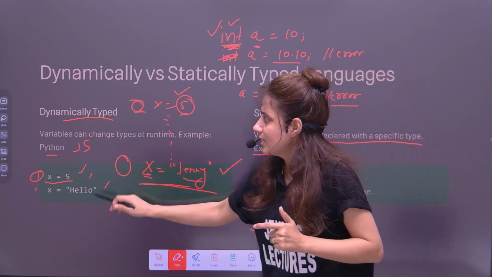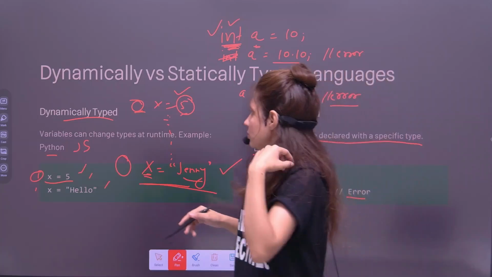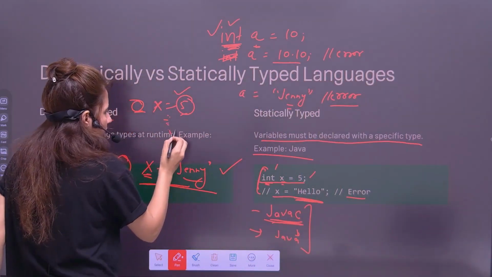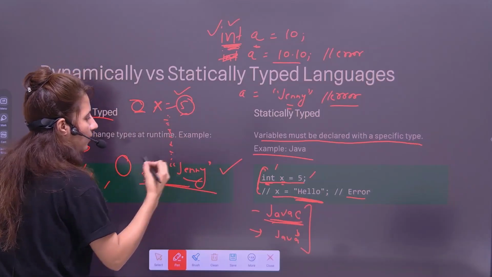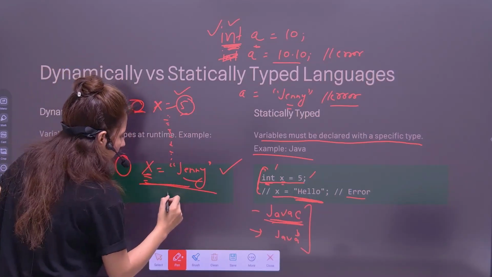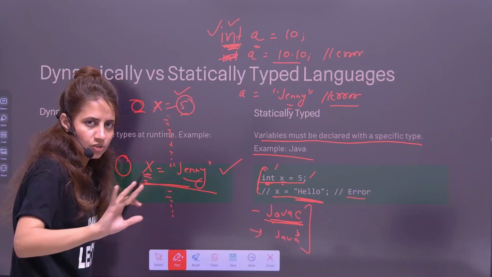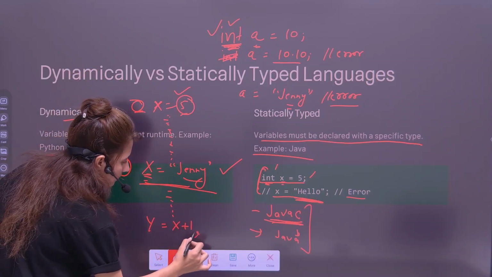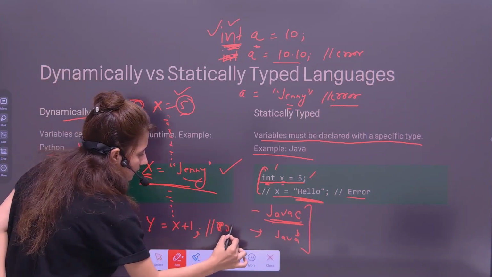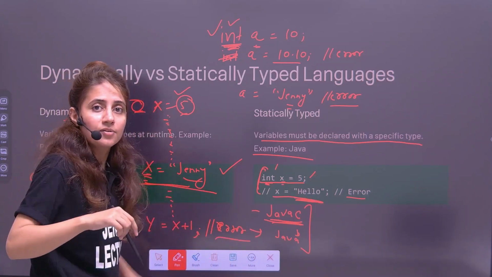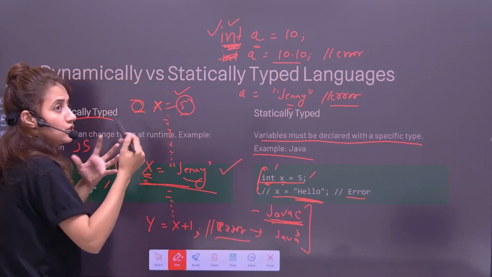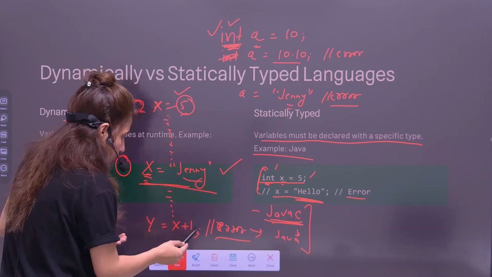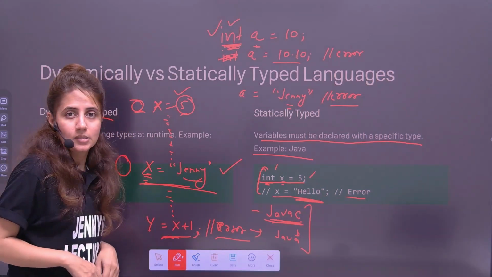But one drawback of this dynamically typed language is what? Suppose in a program, at some point of time, I have declared x is equal to 5. Then I have written some code. Then at some point of time, x is equal to "Jenny". Then I have also written some other code. And now I want to write y is equal to x plus 1. Now this will give you an error at runtime, because the type would be checked at runtime as it is a dynamically typed language. So at runtime, it will give you an error that the operation cannot be performed, something like this.